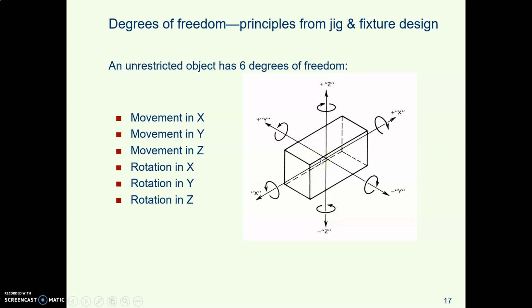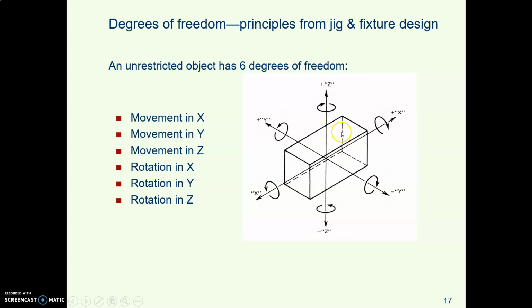a fixture holds a part so you can work on it. A jig holds it and allows you to drill. So jig and fixture design is tooling for manufacturing. And in this field, we talk about 6 degrees of freedom.